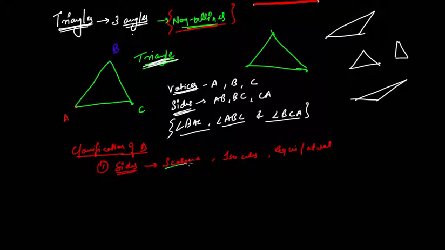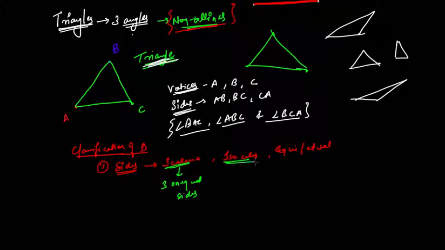So what is a scalene triangle? A triangle formed with 3 unequal sides. If a triangle has three unequal sides, that is, all the three sides are of completely different measure, then it will be known as a scalene triangle.